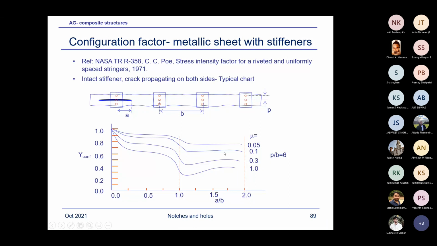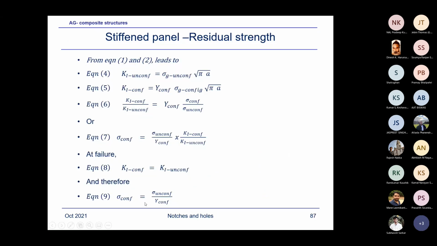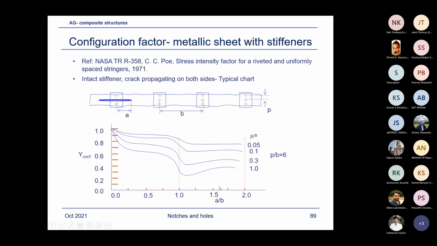So the stiffener is providing you higher capability of the panel. And this is what you see here when I wrote the equation, sigma configured is equal to sigma unconfigured, that means the panel strength without the stiffener, divided by Y config. So if the Y config reduces, that means the residual strength is increasing. Okay, so this is what it is.